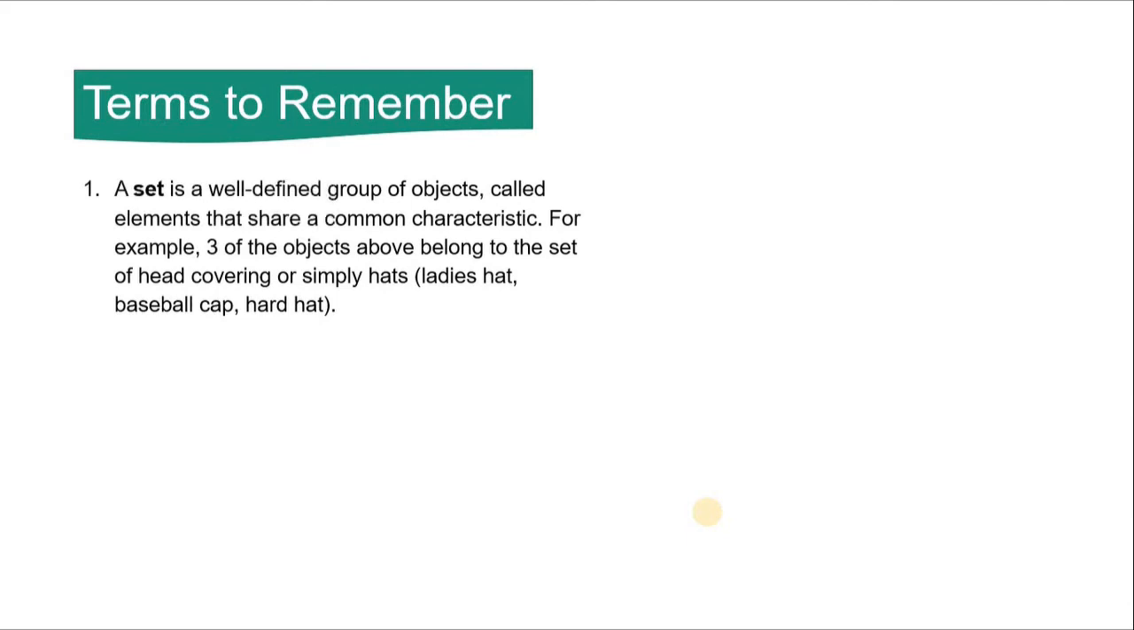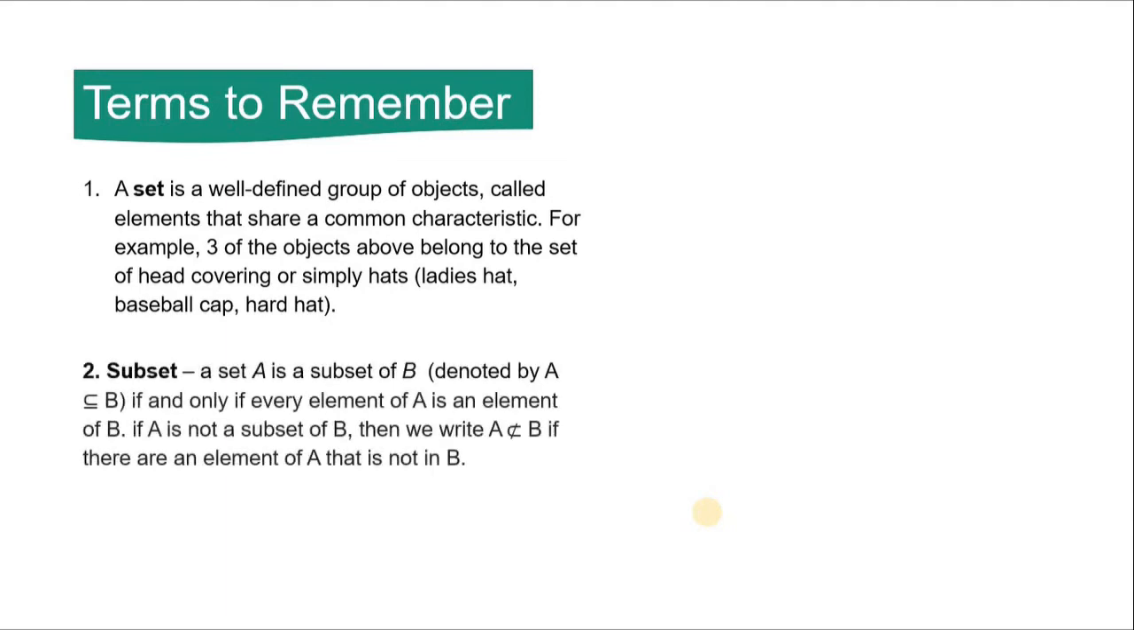So these are the terms that we need to remember with regards to set. Again, a set is a well-defined group of objects. The subset: a set A is a subset of B, so that's the symbol, if and only if every element of A is an element of B. Okay? Again, A is a subset of B kapag yung element ni A ay element din ni B.